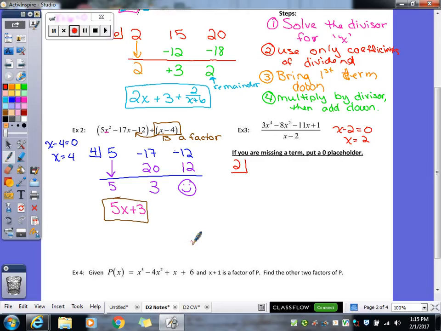This one's missing a term. Which term is it missing? That's not the one it's missing. It's missing the x cubed. So I'm going to start with my 3 for my x to the 4th. I got to put a 0 in there for my x cubed. Then my negative 8, negative 11, and 1. If you forget to put that placeholder in there, you're going to get the problem wrong. You got to always remember to look to see if all of your terms are there.